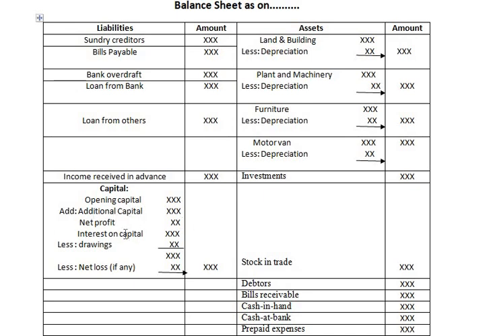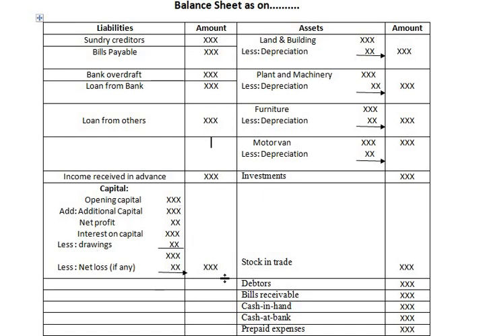Next, interest on capital, if any interest on capital is given, then that is to be added. Less drawings: any drawings made during the year are to be deducted, and then you get the gross capital. Less net loss, if any. If there is profit you will add, but if there is loss you will deduct, so net loss. Once you subtract the loss, the amount remaining is the capital.